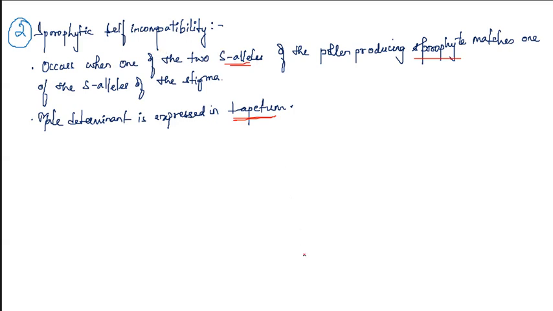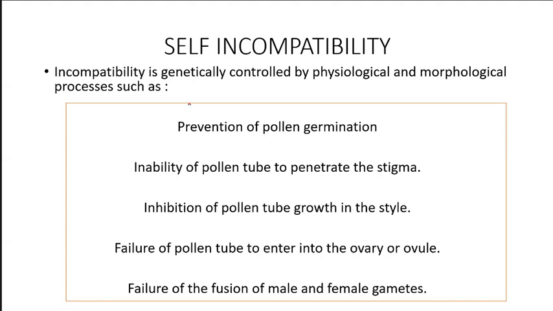incompatibility is controlled by many processes. What they cause is the prevention of pollen germination. The pollen tube cannot penetrate the stigma. If they penetrate, the growth will be stopped before they reach the micropyle. There is inhibition of pollen tube growth in the style only. The pollen tube cannot enter the ovary or the ovule. So if they cannot enter the ovule or the ovary, there will be failure of fusion of male and female gamete.